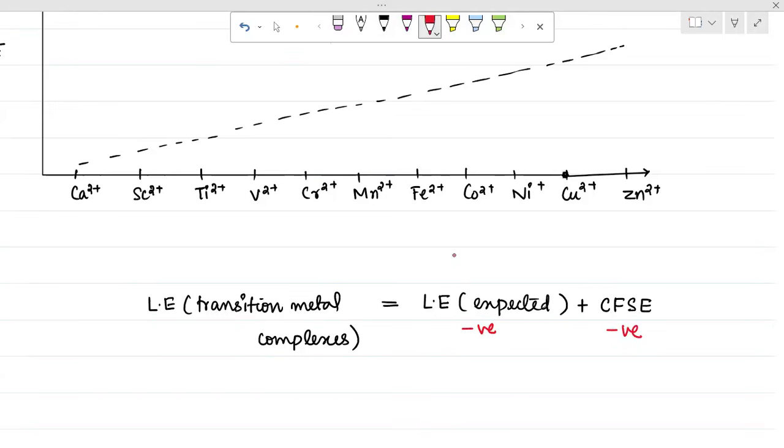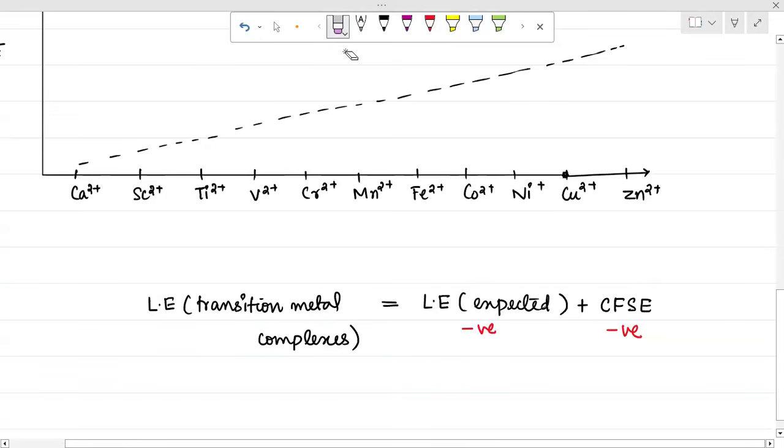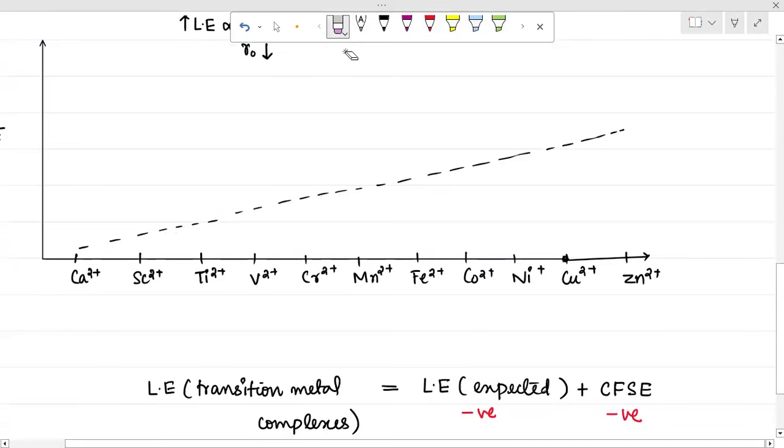Okay, let's say the lattice energy which was expected was only minus 100. But then because of the contribution due to CFSE, let's say it is some minus 0.8 delta O. Now what has happened? It has increased, correct? So it has become more negative. So what happens is usually in certain compounds, the lattice energy that you actually get is more than what you expect. And that is because of the CFSE. Okay, so the trend is not this linear.